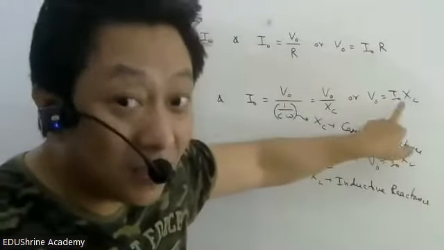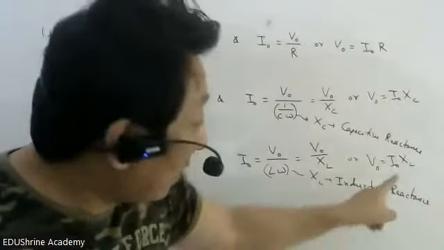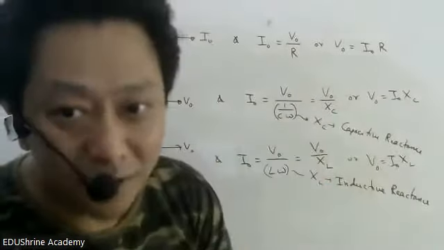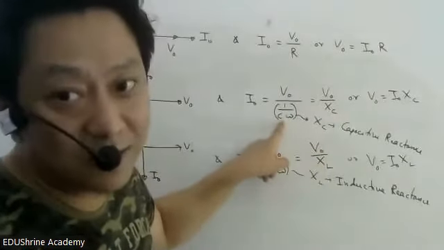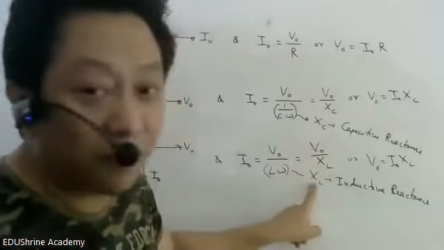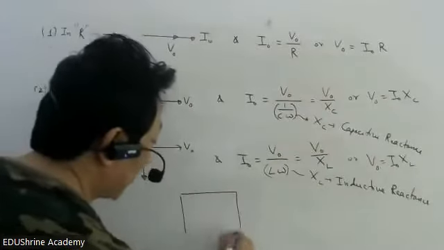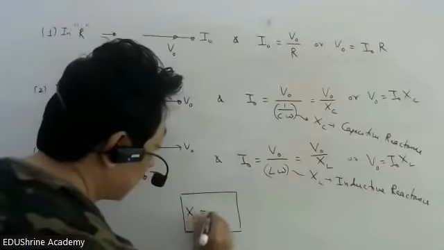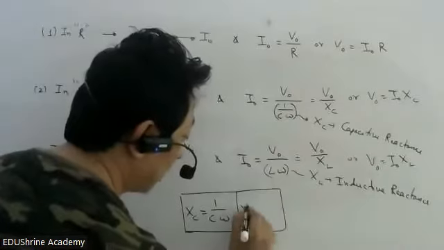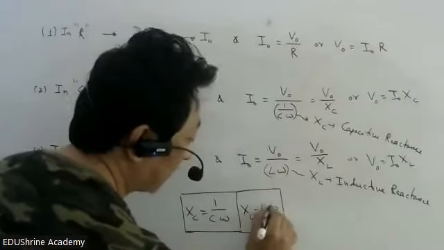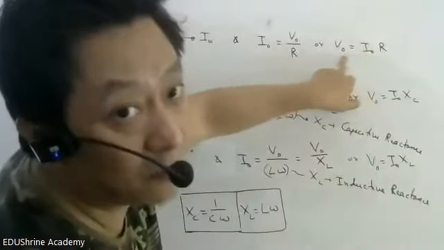So in a capacitor, XC will play the role of resistance. In an inductor, XL will play the role of resistance. But one thing we need to remember, XC formula is 1 by C omega, and XL formula is L omega. So bottom line, don't forget, XC is 1 by C omega, XL is L omega.